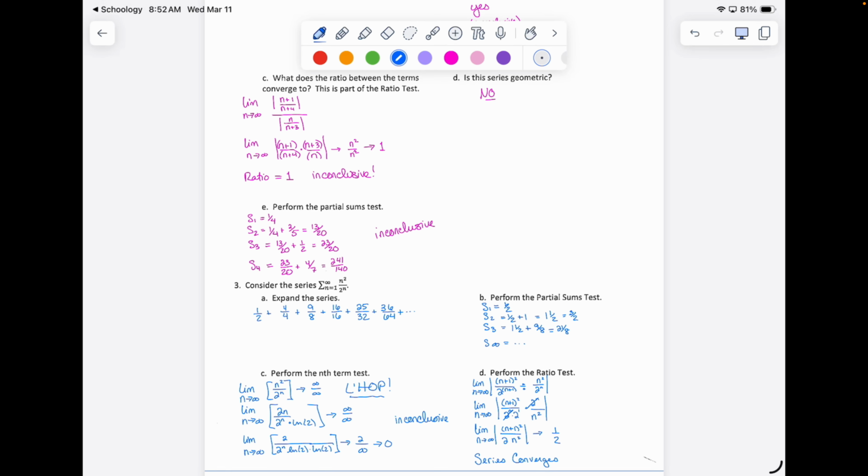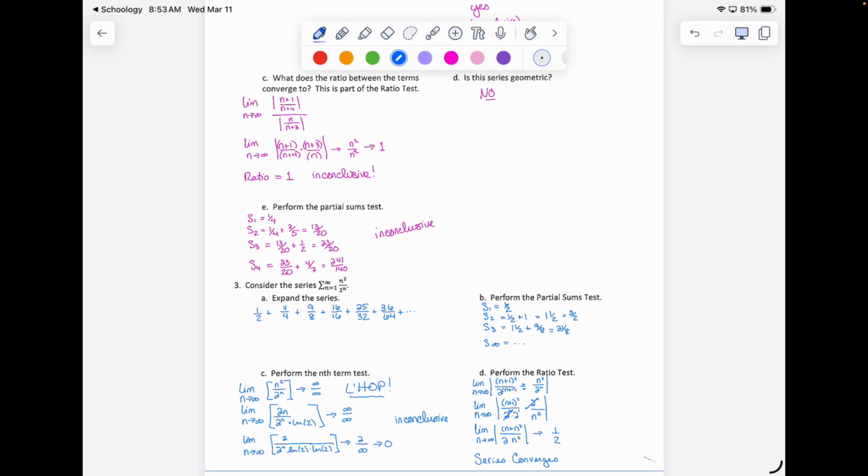Let me go back to the beginning. What does the ratio converge to? I would have condensed this, because you can't cancel those because of the addition. This is n plus 1 over n plus 4. I wouldn't multiply it out.